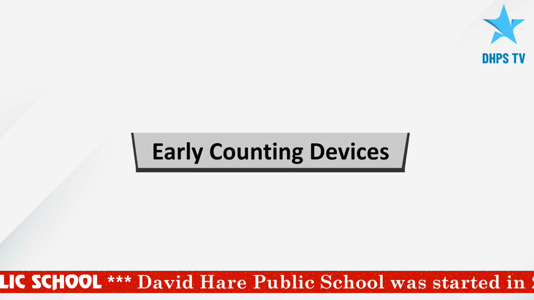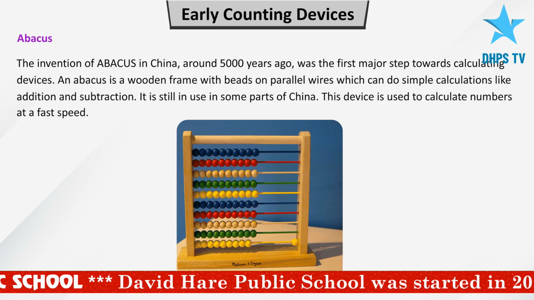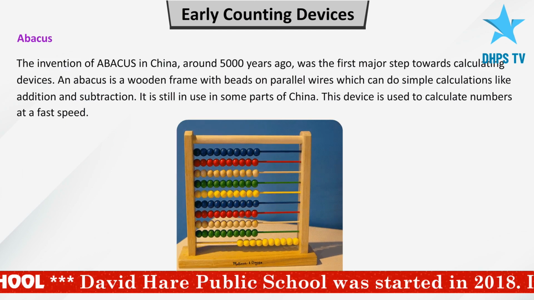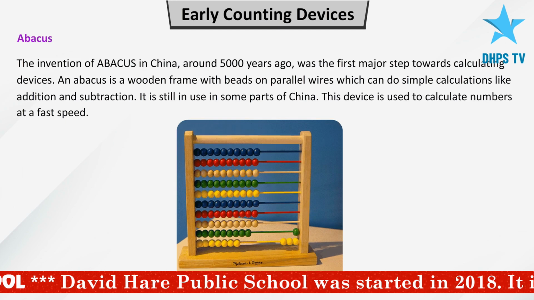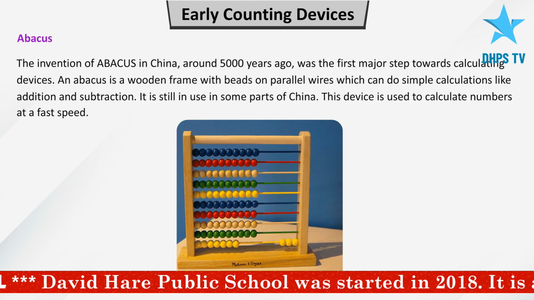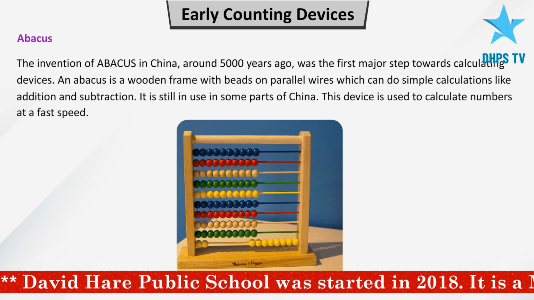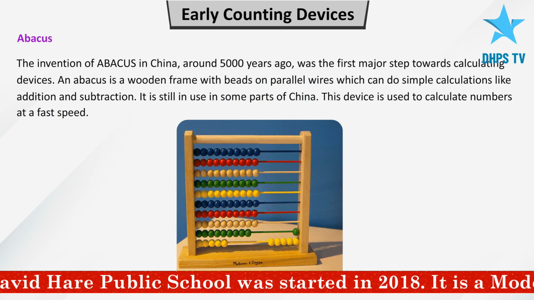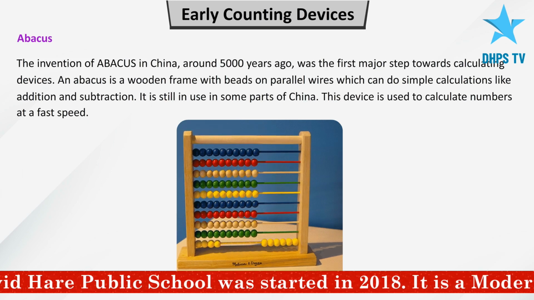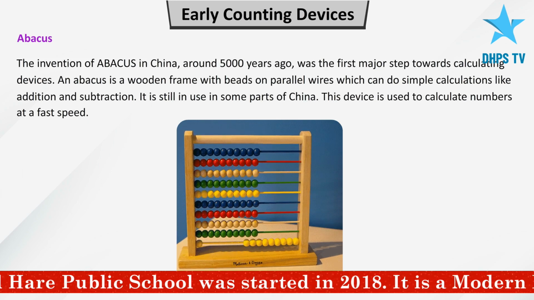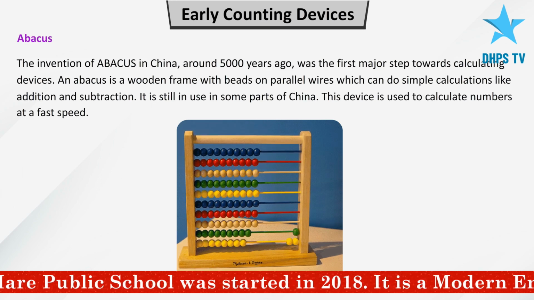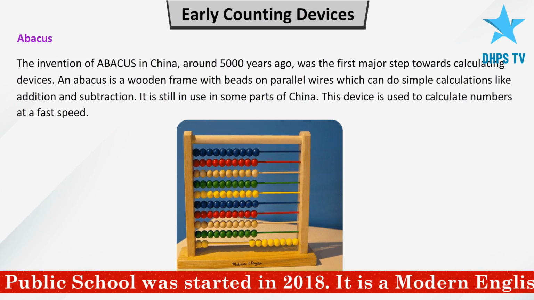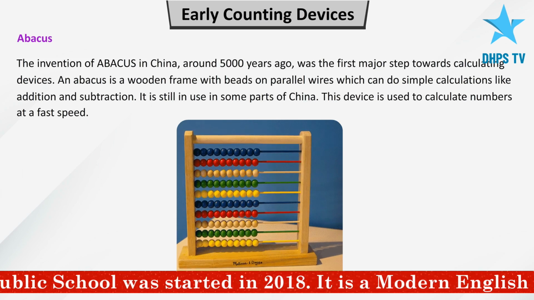Early counting devices. Abacus. The invention of the abacus in China around 5,000 years ago was the first major step towards calculating devices. An abacus is a wooden frame with beads on parallel wires which can do simple calculations like addition and subtraction. It is still in use in some parts of China. This device is used to calculate numbers at a fast speed.